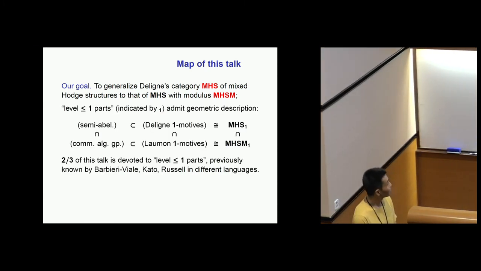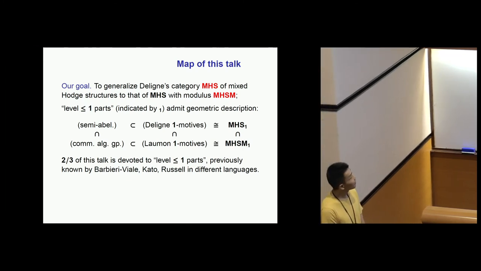These are rather big categories, but fortunately each contains a very small subcategory, indicated by 1, called the level 1 part. So MHS1 is the level 1 part of the mixed Hodge structures, and similarly for MHSM1. They are much smaller subcategories of MHS and MHSM, and the good thing is that they admit a very explicit geometric description. In the case of mixed Hodge structures, it is equivalent to the category of Deligne 1-motives, and for the modulus version, it is Laumon 1-motives.